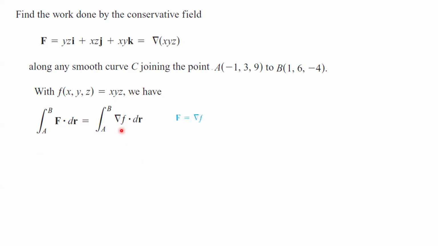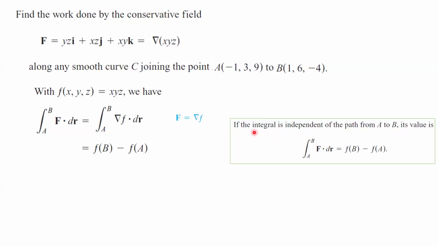Now, remember that F is equal to the gradient of f, and this integral is equal to f of b minus f of a. We're basically going back to the formula that we presented in this theorem. If the integral is independent of path from a to b, its value is f of b minus f of a, and f is basically the potential function. Perfect. So this is the potential function xyz at the terminal point, which is 1, 6, negative 4, minus the potential function xyz at the initial point, which is negative 1, 3, and 9.